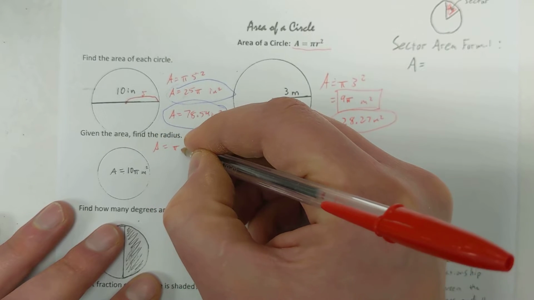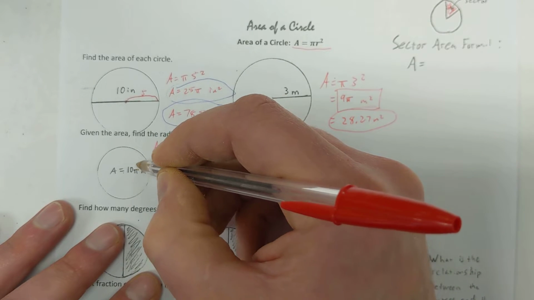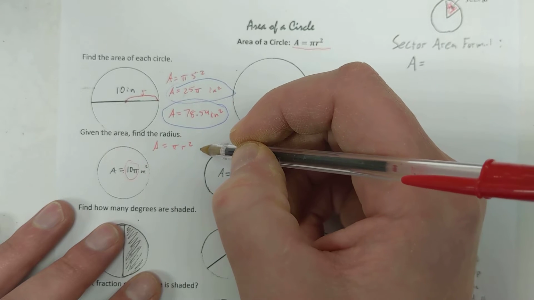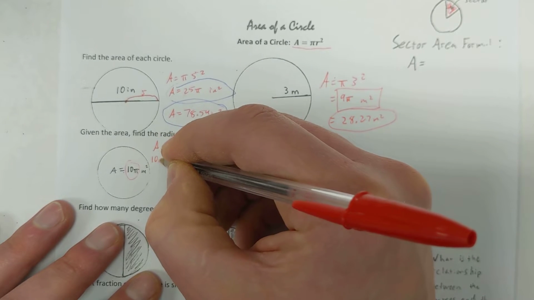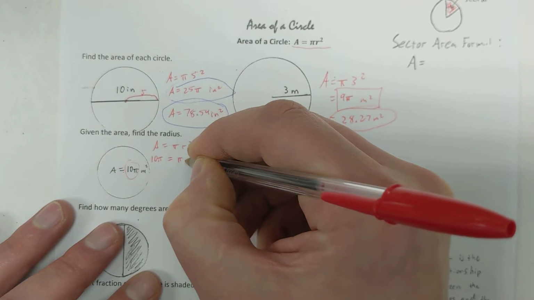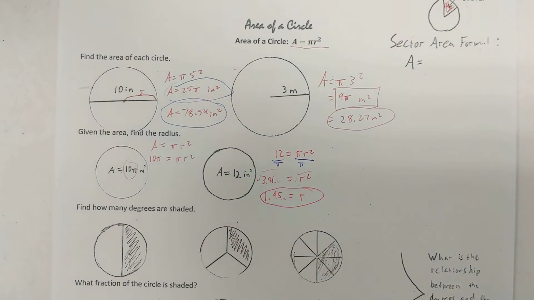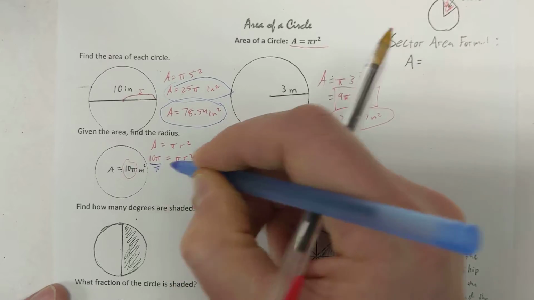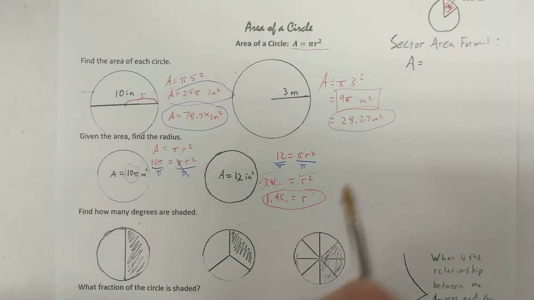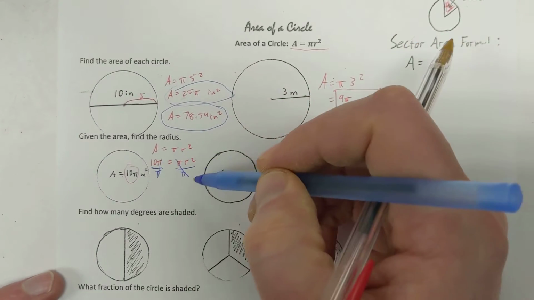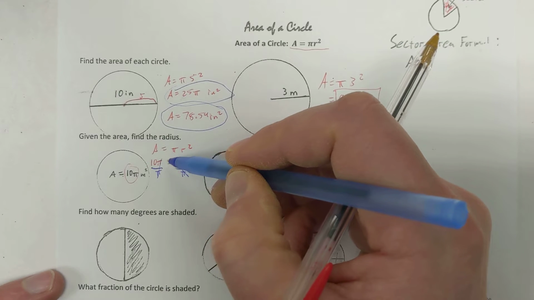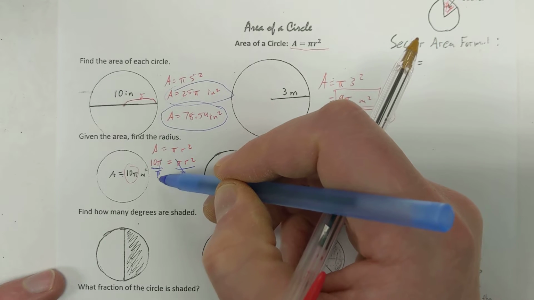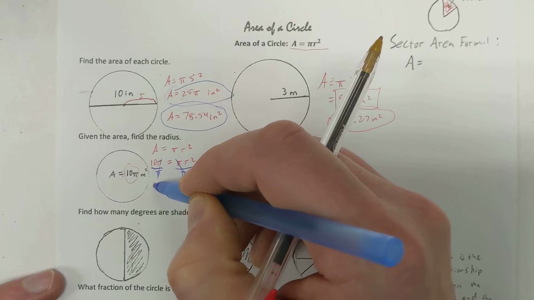Area is pi r squared. The area though on this one, they gave it to us in terms of pi. So I'm going to put 10 pi right there equals pi r squared. Same thing, going to divide by pi so that those cancel out. If I take 10 times pi and then divide it by pi, I'm just left with 10.